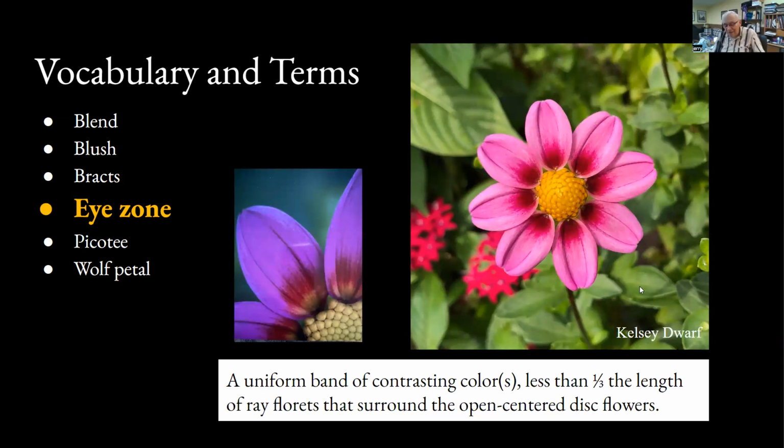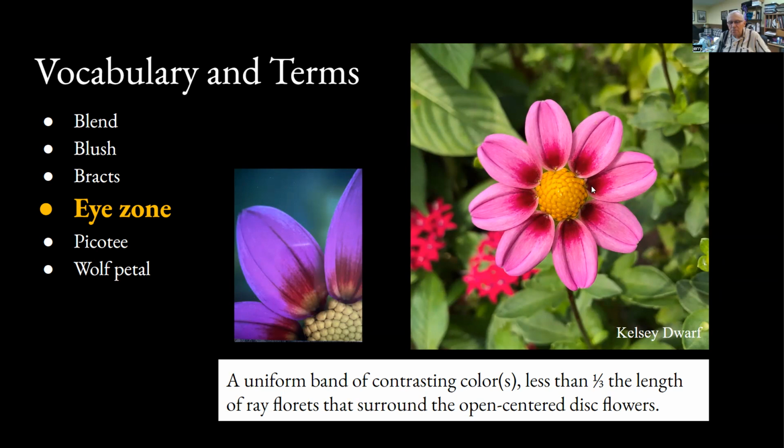Eye zone, I think they're absolutely gorgeous. It really enhances the bloom. Here's the eye zone. It's a contrasting color around the disc florets, about a third perhaps out at the length of the ray floret. And again, it needs to be uniform.